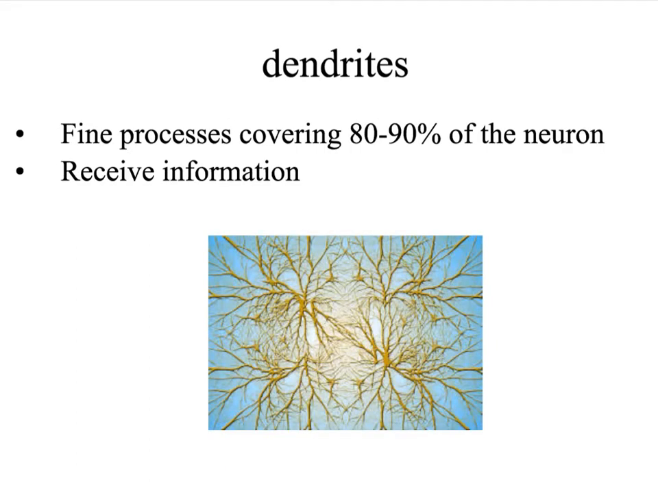So I mentioned to you earlier dendrites. These are going to be the very fine little processes that cover the surface of the neuron, and these bring information into the cell body. And there can be tens of thousands on a single neuron.